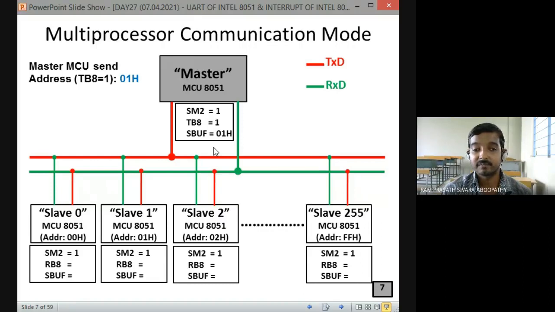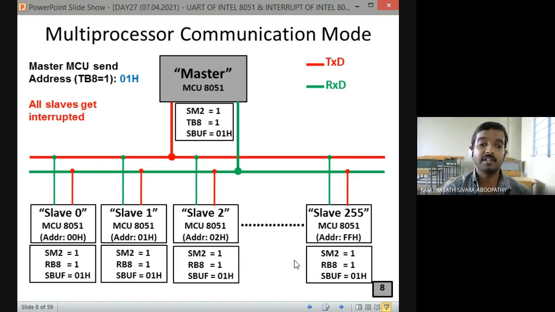All slaves. Yes. See, TB8 is 1 here. That is the 9th bit, correct? So the 9th bit received here will definitely be 1 in all the slaves, correct? Yes. So all slaves get interrupted. RB8 is now 1 in all slaves. What does that mean? If SM2 is set, an interrupt is generated only if RB8 is 1. Fine. Now all the microcontrollers will get interrupted.